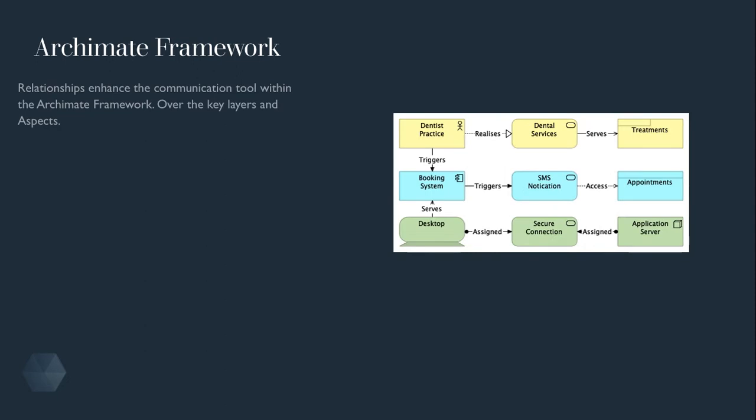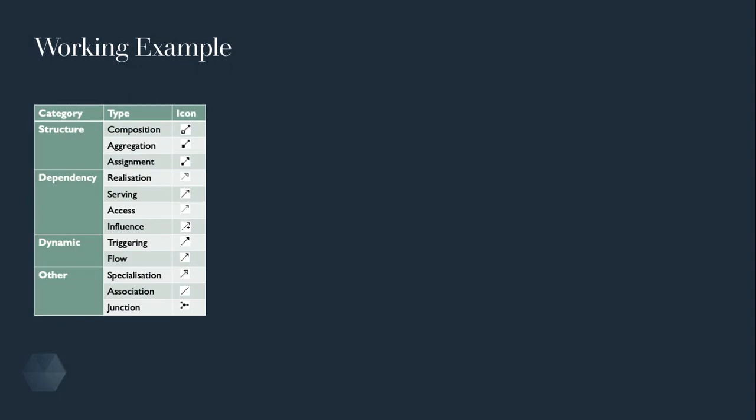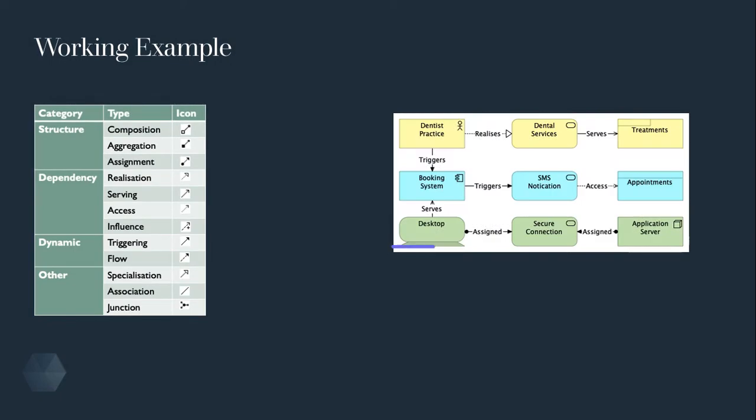If we look at the structural relationship in our model, we can see that the technology layer is made up of a desktop and an application server that are connected through a secure connection. In this case, the structure of the technology layer.